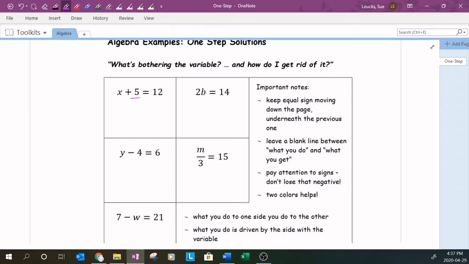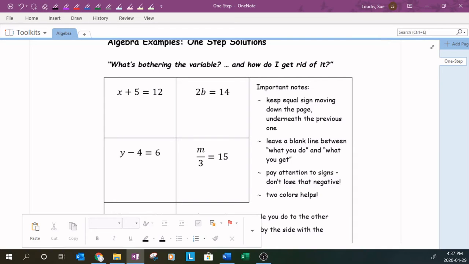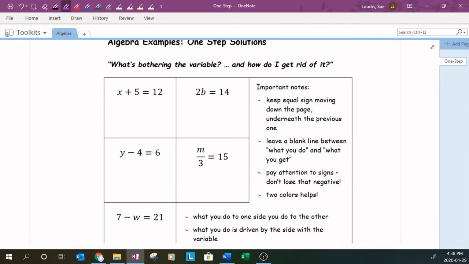Well, I have an x. Somebody came along and added a 5 to it. And if I want to have just an x, I need to subtract the 5 from it. Okay. Now, in this video, I'm going to show you how to show your work because it matters, okay? And the way we show this is we write below it, just below, we write minus 5 because that's what we're doing on the left side. And whatever you do to one side, you have to do to the other side. So I'm going to write minus 5 on the right side as well.